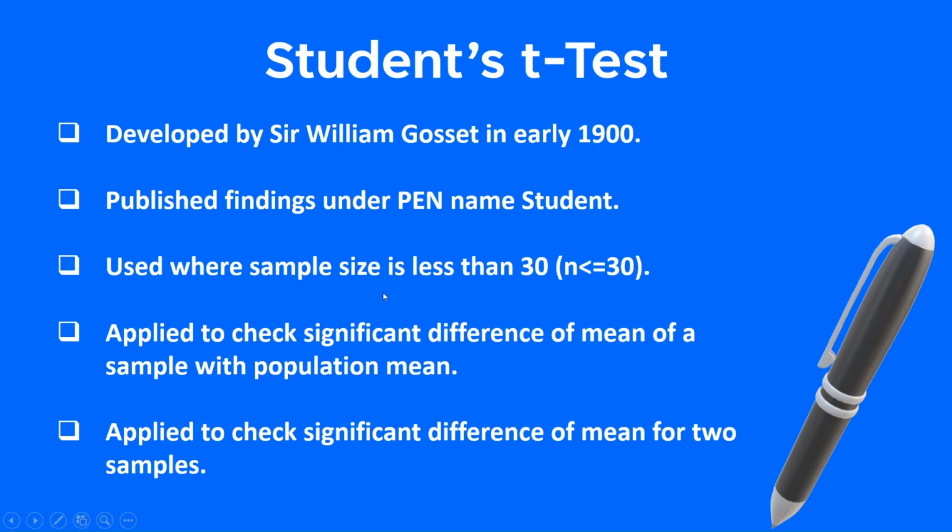It is used where the sample size is less than or equal to 30. It is applied to check a significant difference of the mean of a sample from the population mean. Also, it is applied to check a significant difference of means for two samples, or between two samples.